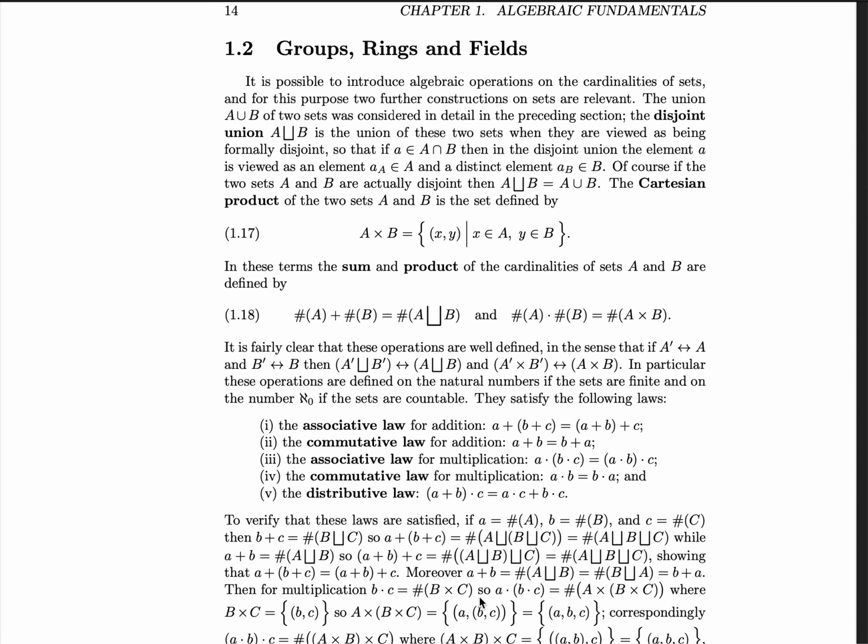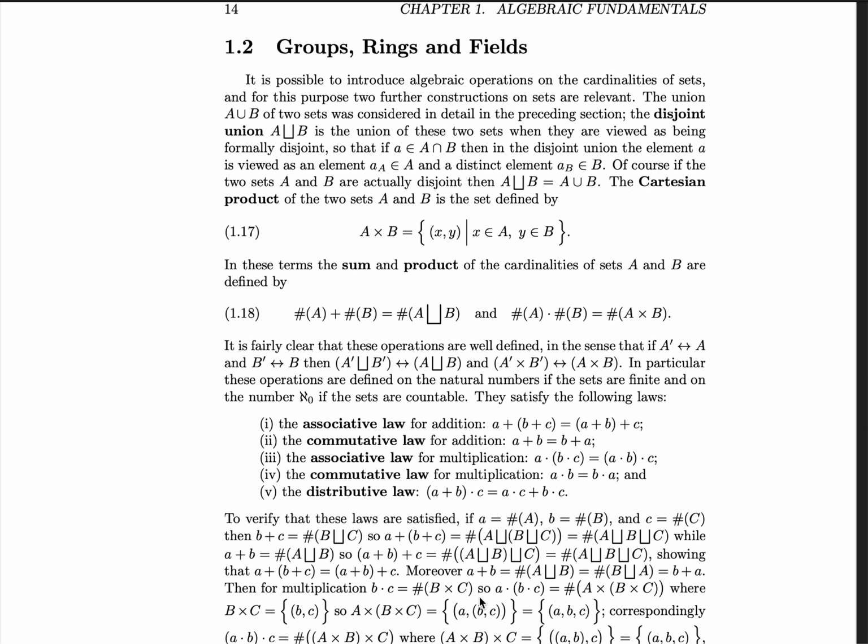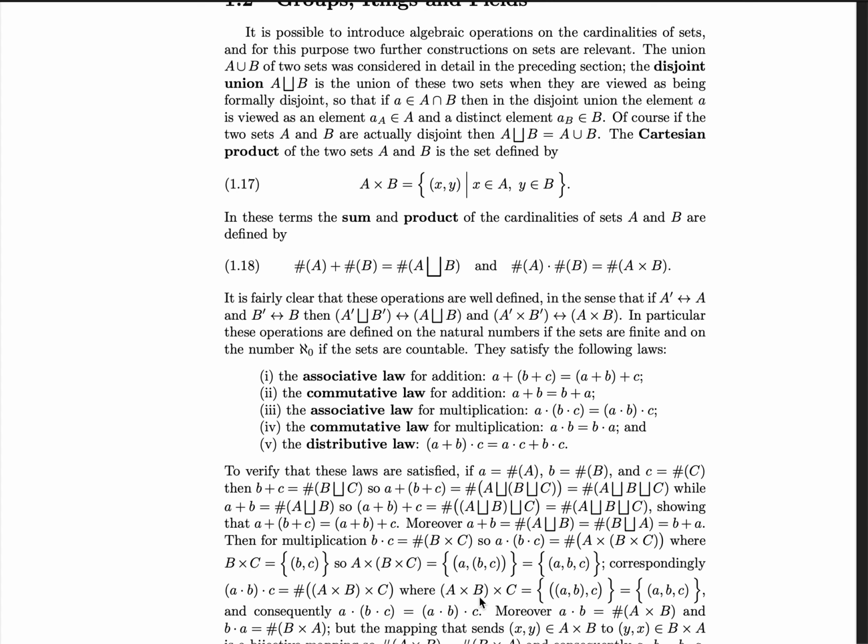Welcome. Now we're going to consider some operations on sets so that we can develop more fully the idea of a group. And afterwards we'll expand that into the idea of a ring and a field. So let's begin. It's possible to introduce two algebraic operations on the cardinalities of sets.